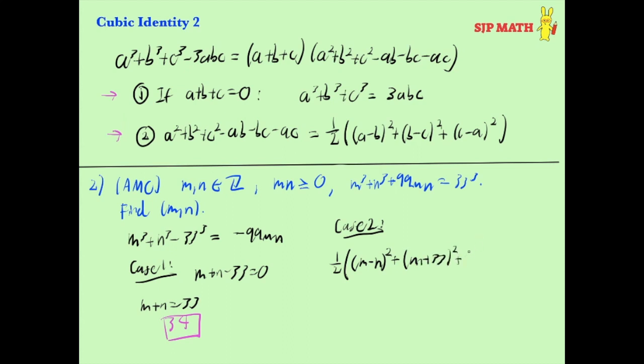this, n plus 33 squared. And this is equal to 0. And this is only, since the minimum value of real squares is equal to 0, this is only true when these are all equal to 0. So, which means that m will be equal to n, and m is equal to negative 33, and n is equal to negative 33. So the only solution here is when m is equal to n is equal to negative 33. So that's only one solution.